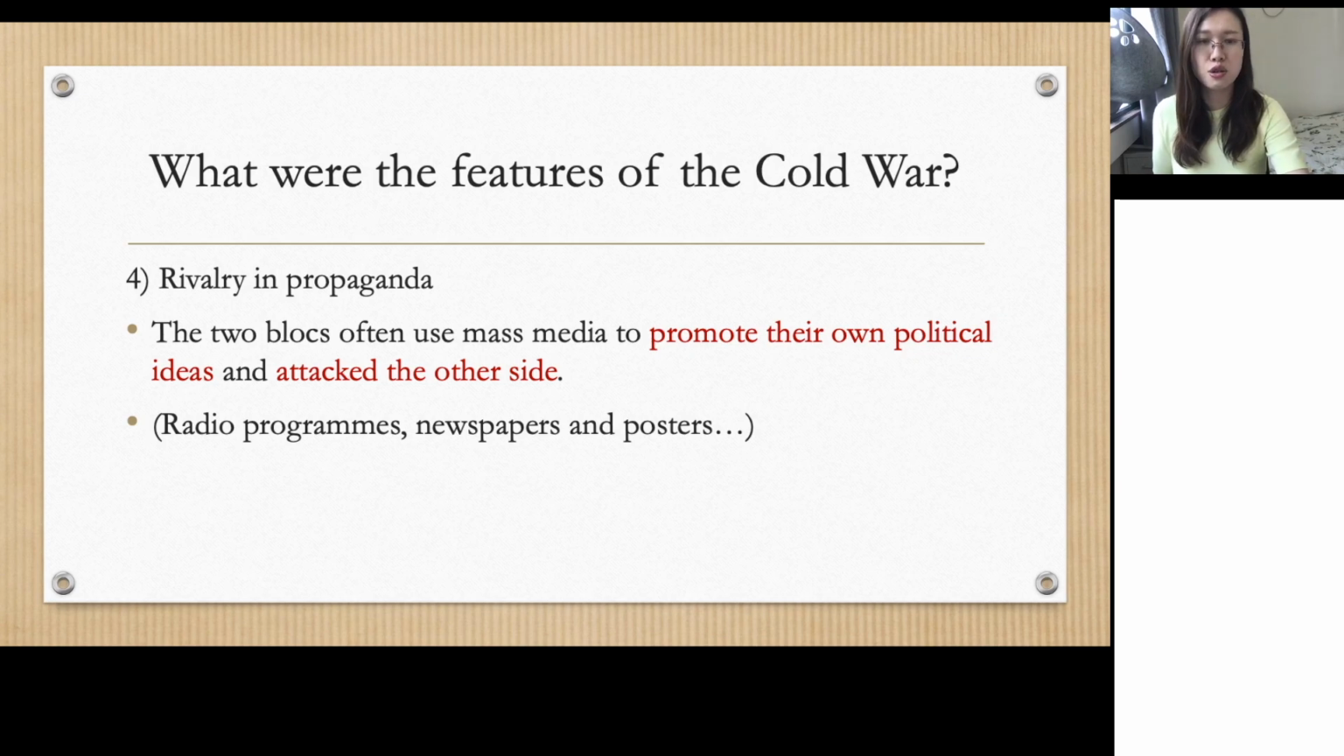So the two blocs often used mass media to promote their own political ideas and attack the other side. You need to see that this kind of propaganda is not only posters, but also includes, for example, radio broadcasts, radio programs, TV programs, newspapers. Nowadays we have Facebook, Twitter, online platforms, all different things. These are all used as propaganda, even nowadays, right?